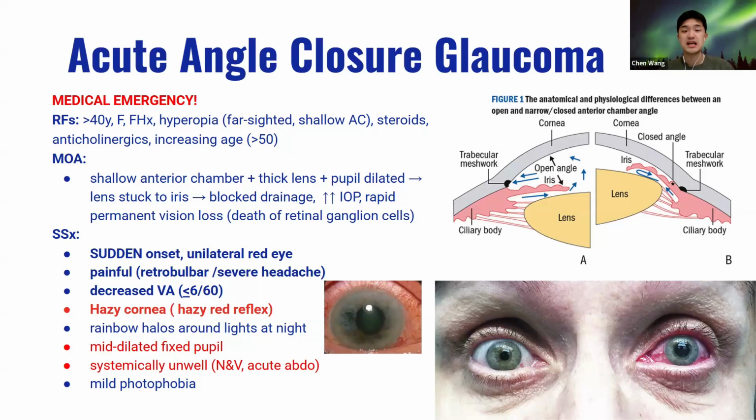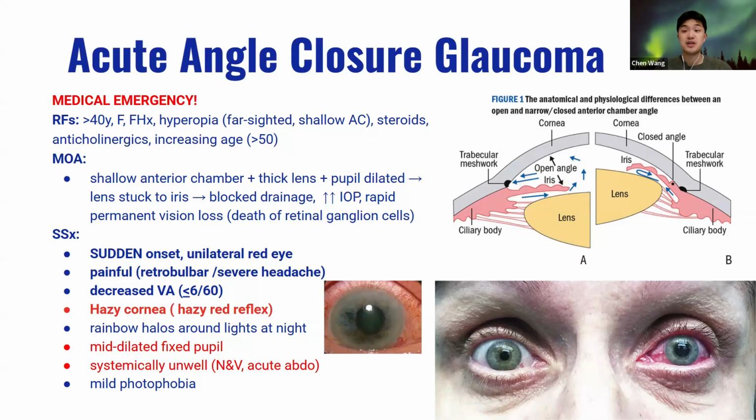So one of the key risk factors for acute angle closure glaucoma is hyperopia, so if they're far-sighted, and that basically means that the anterior chamber in these patients is much smaller, much more shallow, and some medications can precipitate an attack as well.